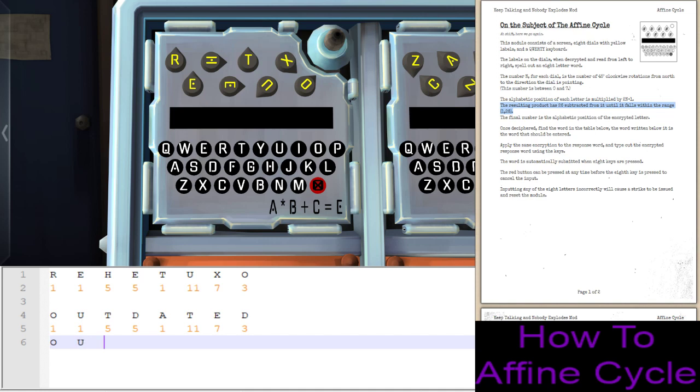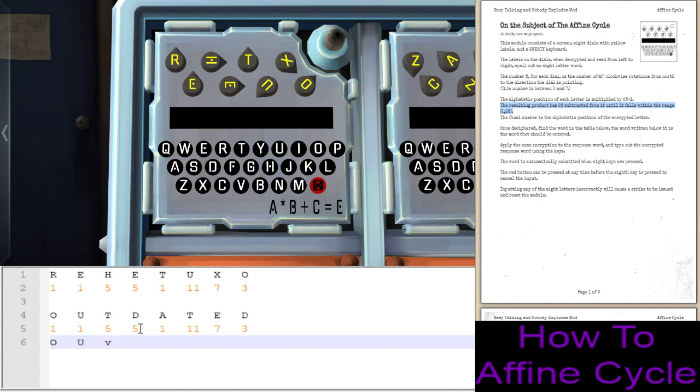T is 20, times 5 is 100. 100 is definitely too big, above 26. We're going to have to subtract 26 a few times. So we do that. 1, 2, 3, 4. We keep doing that. We should get 22, if my math is right. And 22 happens to be V.